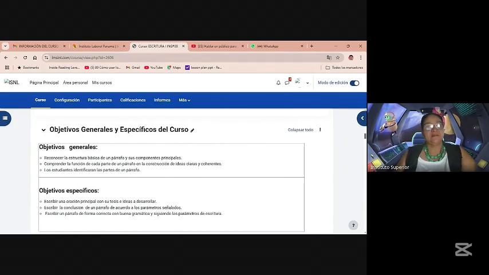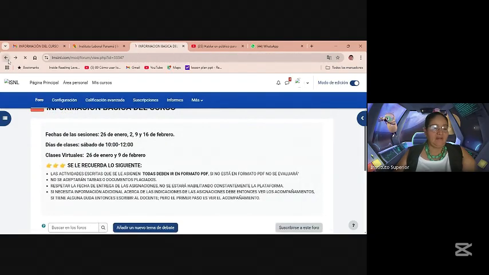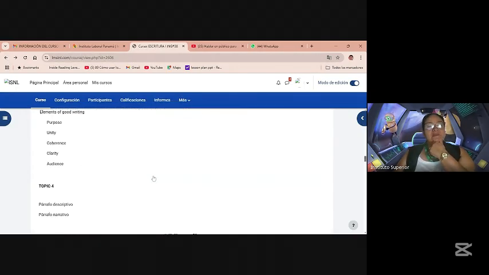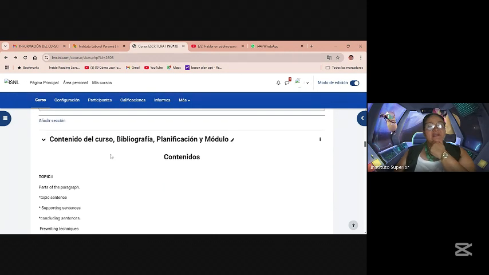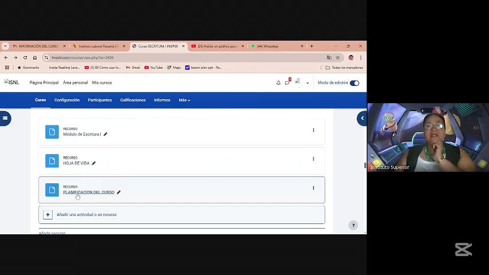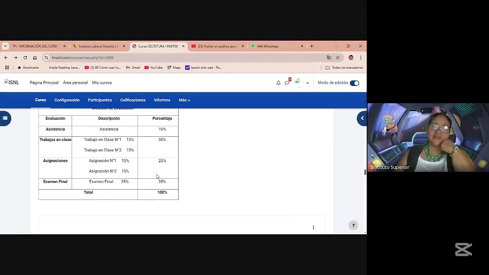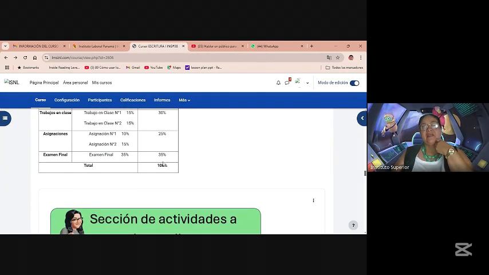Let's see. We have here the general objective of the course and the specific objective. In this part, we have specific information about the course. Here it is divided into different parts. We have the content, the bibliography, a model, and the lesson plan. And the evaluation is going to be the same as we did in conversation. So we have the attendance, in-class activity 1, 15%, in-class activity 2, 15%. We have homework 1 and homework 2, 10% and 15%. And the final, 35%.